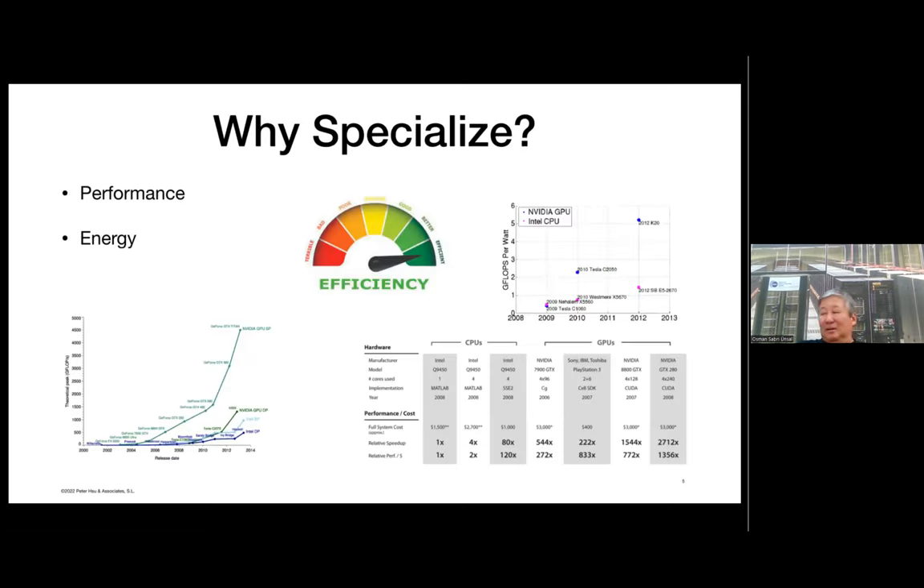So first, why specialize? Well, you can get efficiency in performance and in energy when you specialize. So the classical example is GPU. GPU is specialized for graphics and SIMD numeric computing. And you can see the chart there that tells you what the progression of efficiency of GPU versus general purpose CPU. And it's both more efficient to begin with and getting more efficient faster than general purpose CPU. So this is the reason we specialize architectures.